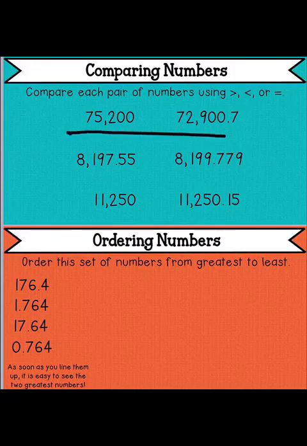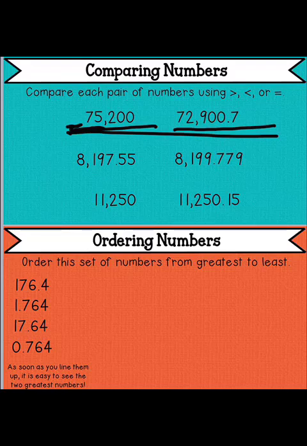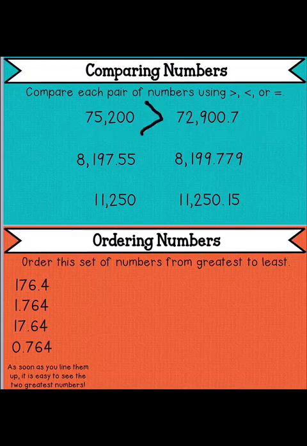So let's look at this first set. 75,200 compared to 72,907 tenths. Well, this first number does not have a decimal point. The second number does. But if we start with the largest place value from the left-hand side moving to the right, we know that 5 is greater than 2. 75,000 is greater than 72,000. So we can go ahead and put the sign there. The alligator always wants to eat the bigger number.